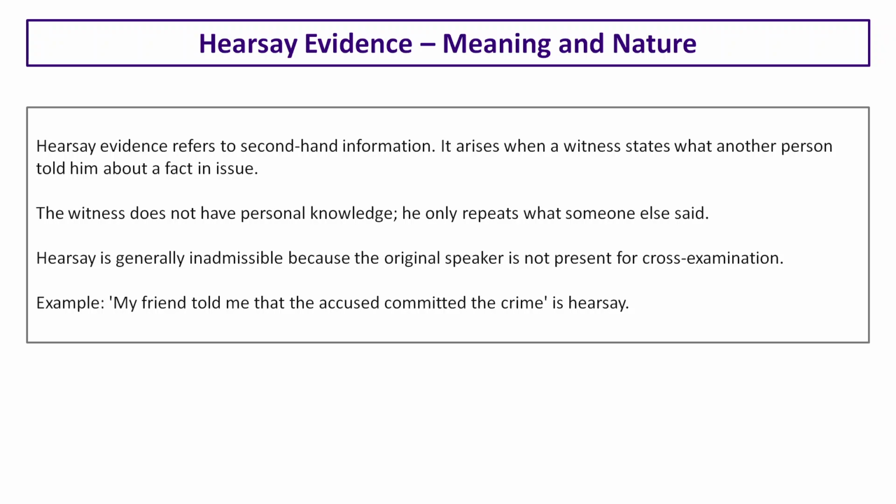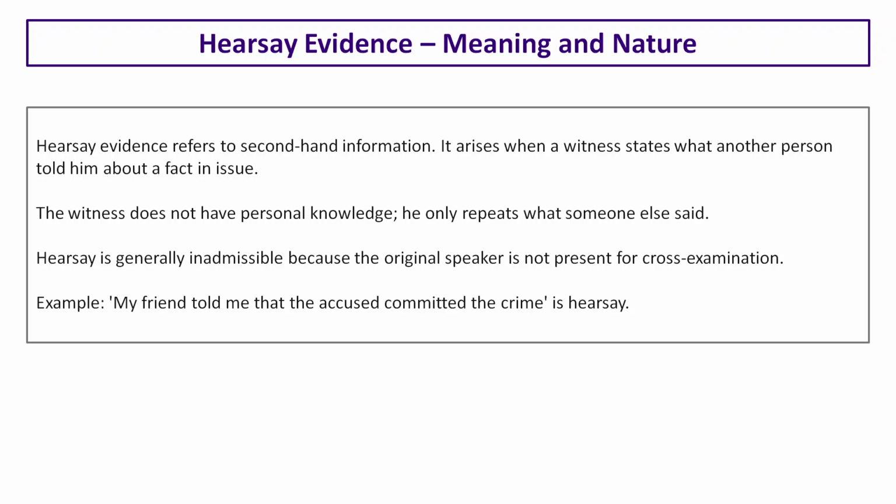Now we must clearly understand what hearsay evidence means. Hearsay evidence is second-hand evidence. It happens when a witness does not have personal knowledge of the fact but only repeats what someone else told him. In simple words, the witness is not speaking from his own experience, he is speaking from what he heard from another person. That is why it is called hearsay evidence. The basic problem with hearsay is this: the original person who made the statement is not present before the court. Therefore, the court cannot test the truth of that original statement through cross examination.